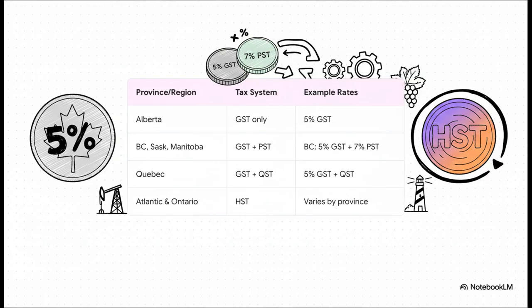You've got a few different flavors of sales tax depending on where you are. If you're in Alberta, life is simple. It's just that 5% federal GST. Then you have provinces like BC, where they tack on their own provincial sales tax, or PST, on top of the GST. And finally, you have the HST provinces, like Ontario and the Atlantic provinces, where they've combined the federal and provincial taxes into one single rate. Knowing which system you're operating in is absolutely fundamental.